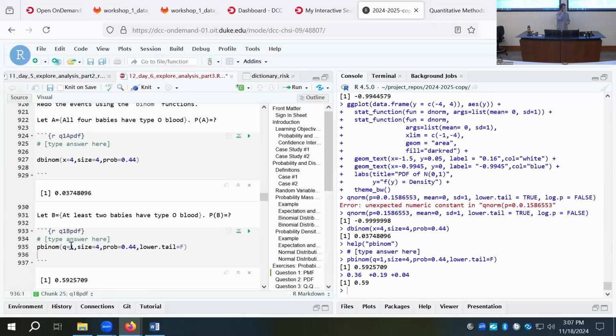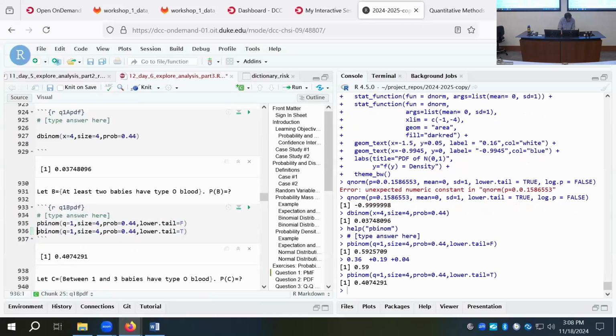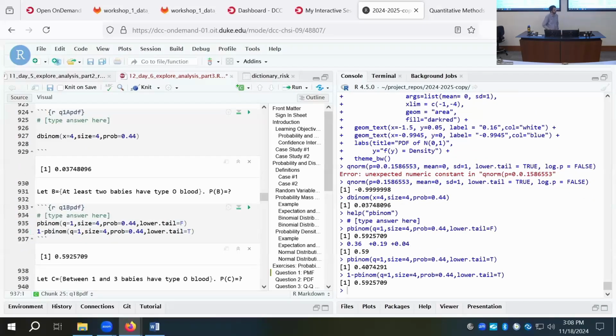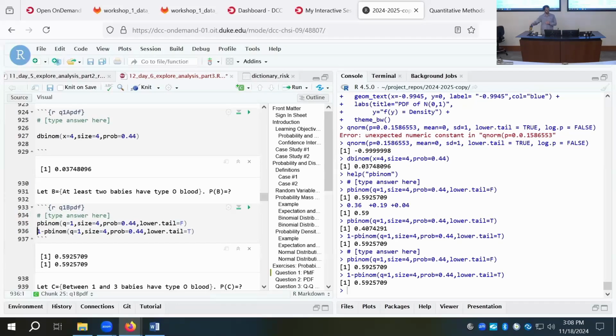So pbinom is strictly less than or equal, right? So what I'm saying is, q is equal to 1, size is equal to 4, probability is 0.44, and now I'm saying lower.tail equals false. Normally it's going to be less than or equal to that value, but now it's going to be greater than that value. So that was lower.tail. Another way I could have done this, I did qbinom 1, true, and then 1 minus that. It'll give me 0.5925. Does that make sense, everyone?